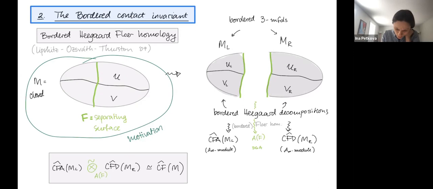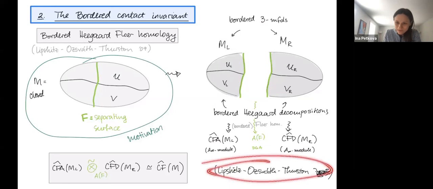Let me just put some names here. This is a construction due to Lipshitz, Ozsvath, and Thurston from around anywhere from 06 to 09. You wouldn't be wrong if you say it that way. Let's call it 06-ish. Nah, 08. Just make it really fuzzy so no one can read the year.